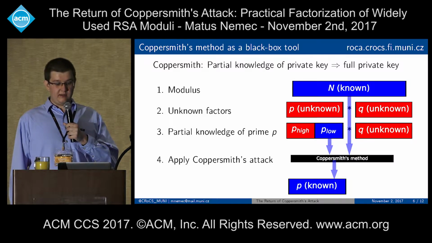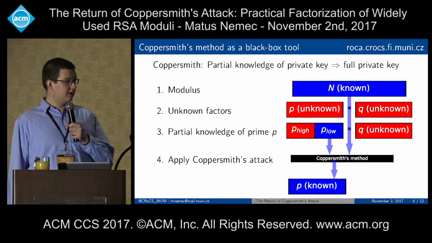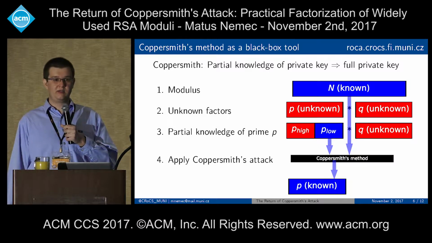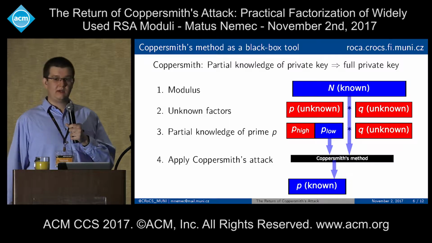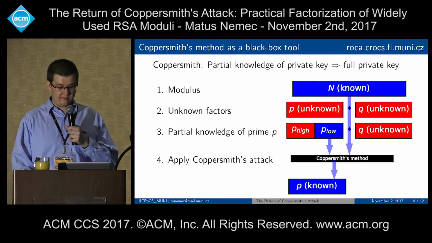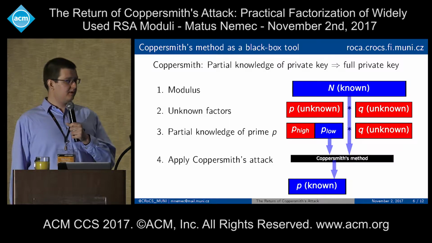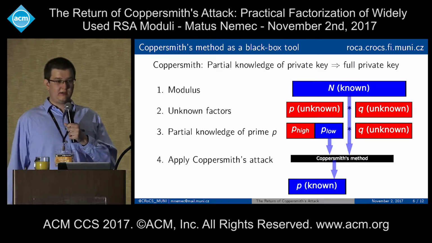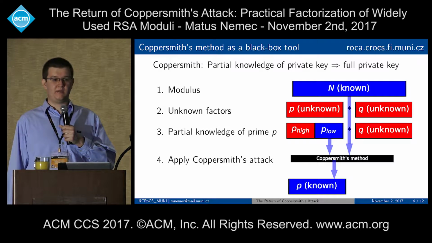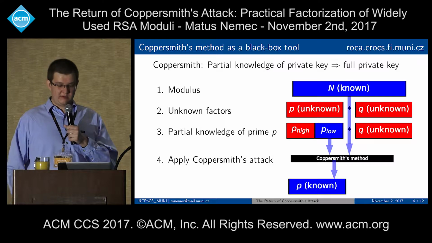If an attacker gains the access to a partial knowledge of one of the primes, the requirement here is at least half of the bits of the prime. In this illustration, the attacker knows the half of the least significant bits of P. Then she can take the known values of N and P low, put them into the Coppersmith method, which in turn computes the full knowledge of the prime P. This, of course, means that now, by simple division, the attacker also has the prime Q and can compute the private exponent.